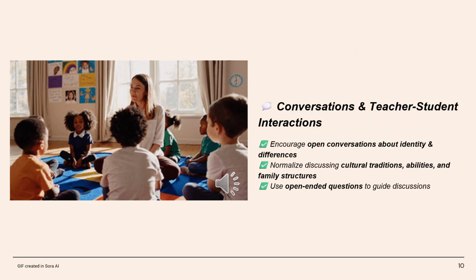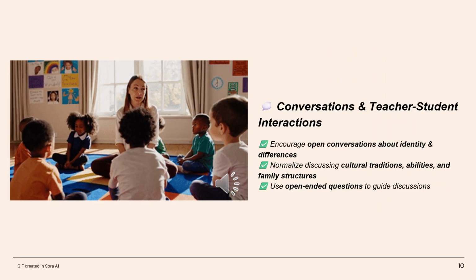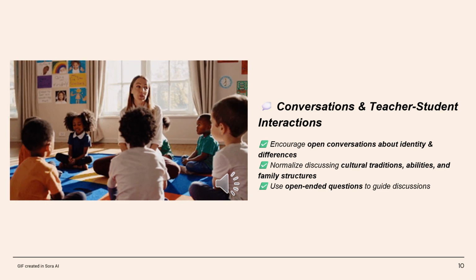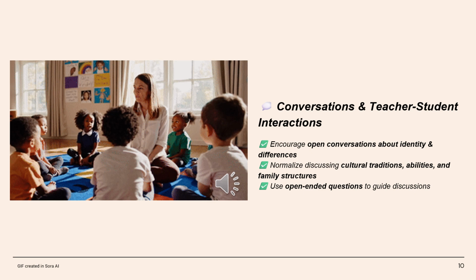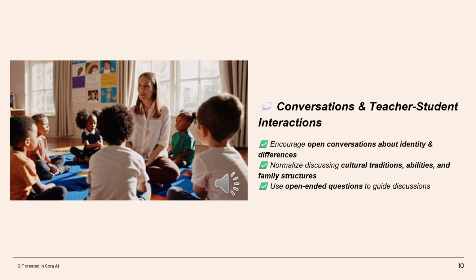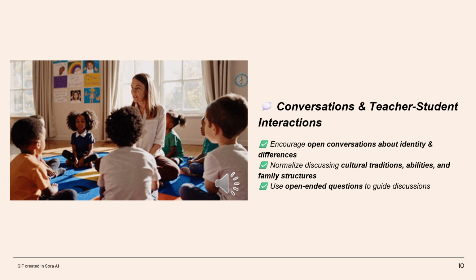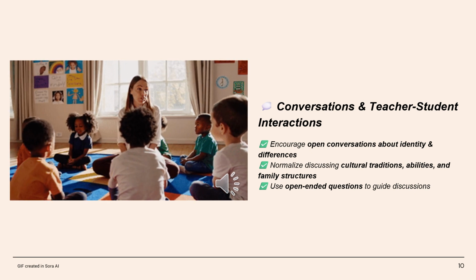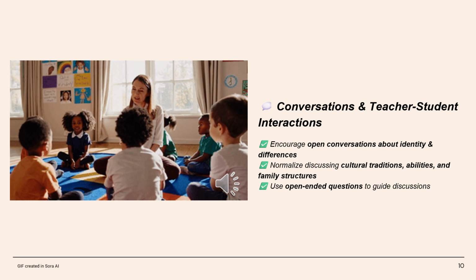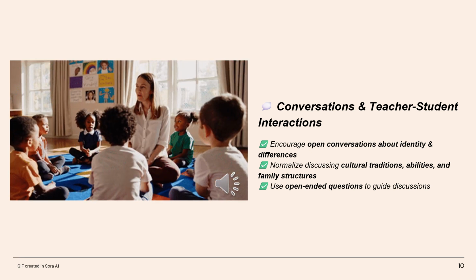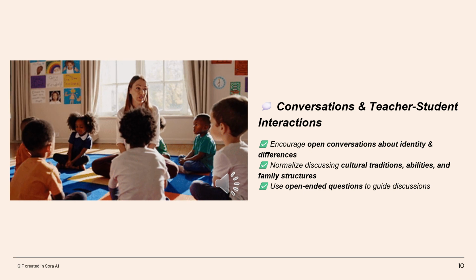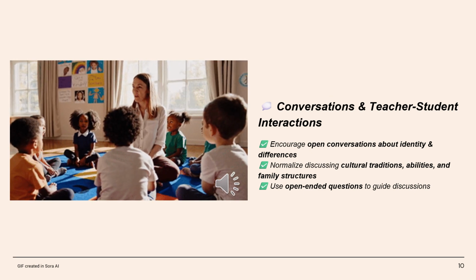Representation also happens through teacher-student interactions. Children naturally ask questions about identity, differences, and fairness. Instead of avoiding these conversations, use them as opportunities for learning. Normalize talking about cultural traditions, abilities, and family structures in positive, affirming ways. When children ask questions, respond with open-ended prompts like, "What do you think?" or "Let's learn about that together." Encouraging these discussions fosters empathy and understanding.